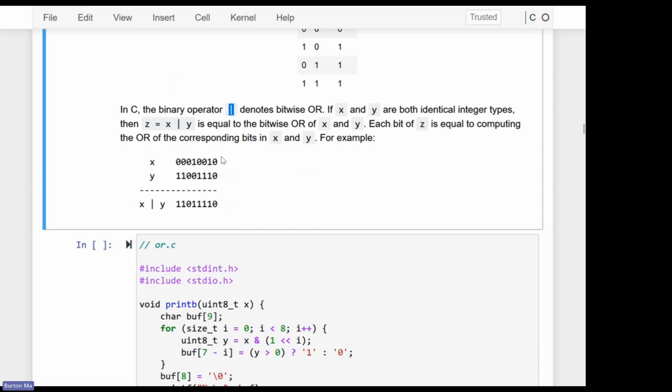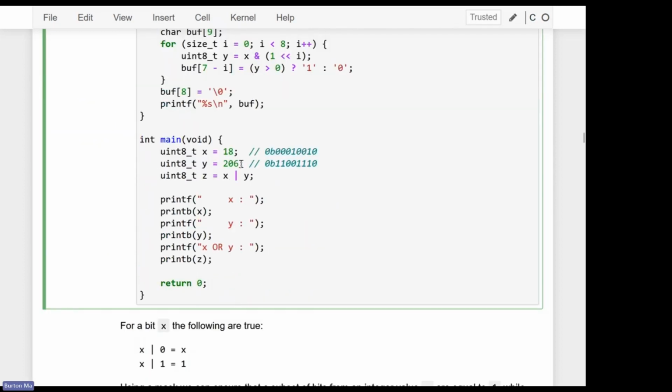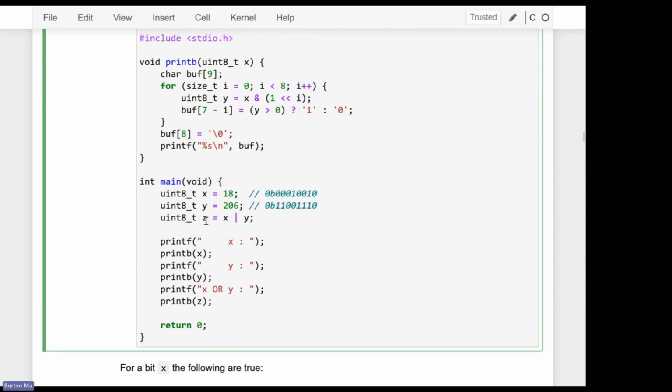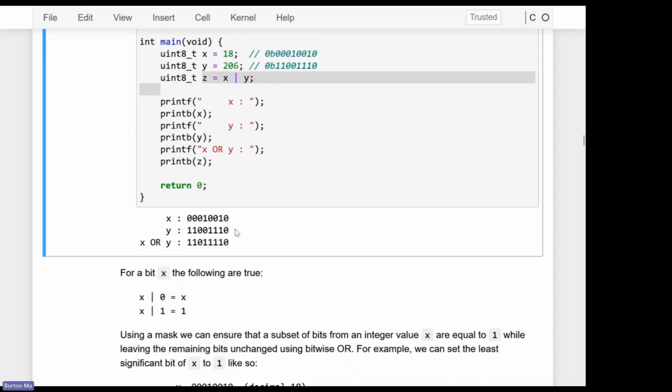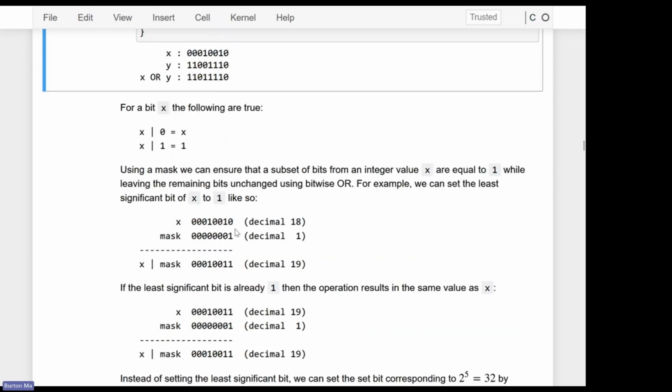If you write down x and y, which are 18 and 206, take their bitwise OR and print out the values using our printb function, you get exactly what the example shows you. Everywhere there's 2 zeros, you get a 0. Everywhere else, you get a 1. Now, remember for bitwise AND, x and 1 gives you back x. For bitwise OR, x or 0 gives you back x. X or 1 always gives you back 1. Anything or true is true. If x is 1, then 1 or 0 is 1. If x is 0, 0 or 0 is 0.